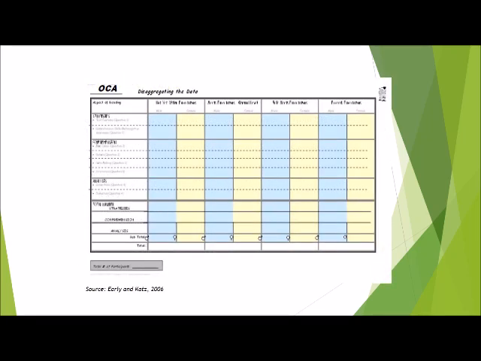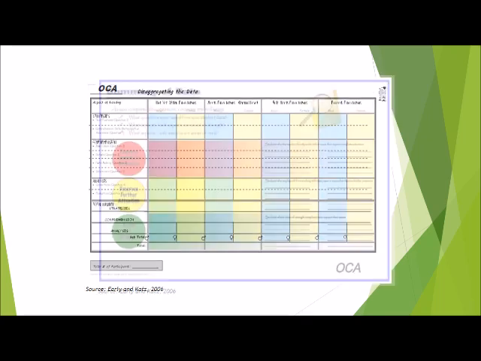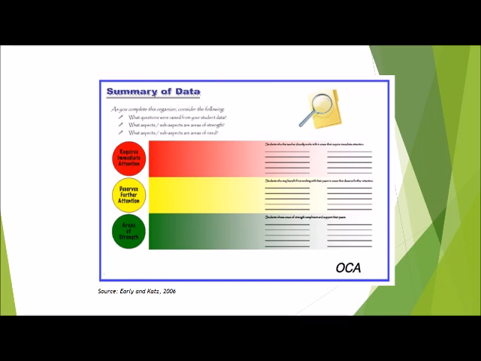As I mentioned, the kit provides a template for teachers to record and to segregate the data, like this one here. The kit also allows teachers to summarize the data, tracking areas of strength, areas that deserve further attention, and areas that require immediate attention.